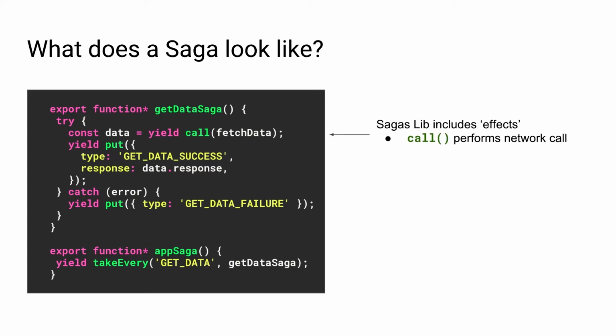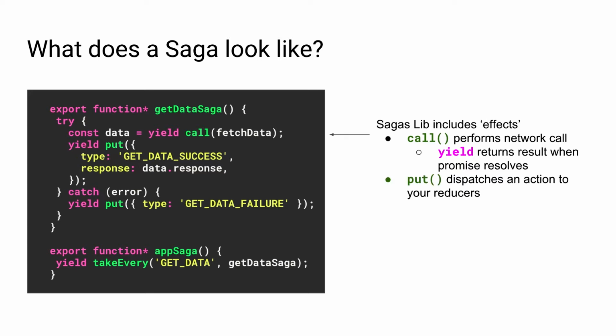The Saga library has what's called effects. So what you can see is there's a function called call. This is imported from the Saga library. All it does is perform a normal network call, and the yield returns the result when the promise resolves. It's a bit like using async await, but it's generator function syntax, for those that aren't familiar. Then there's this effect called put, which just dispatches an action to reducers. So in this case, once our call has returned, it does a put for get data success, and it includes the data that we've got back.